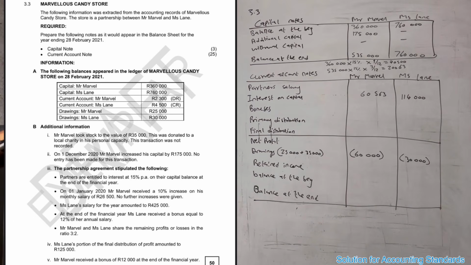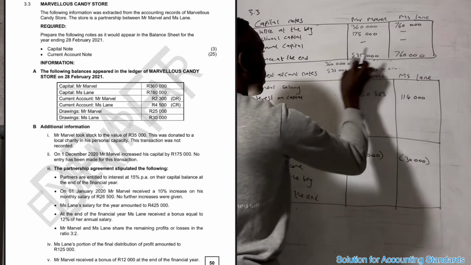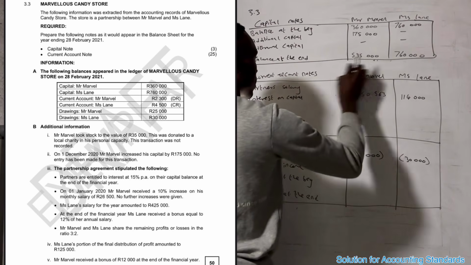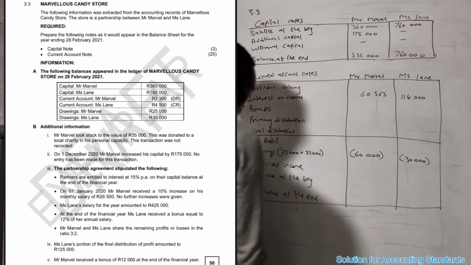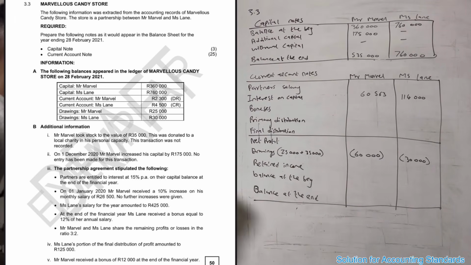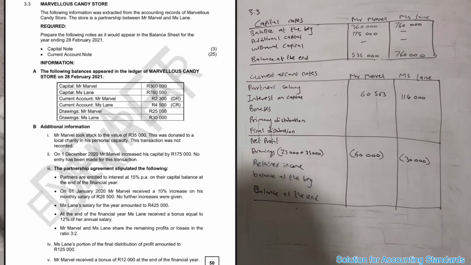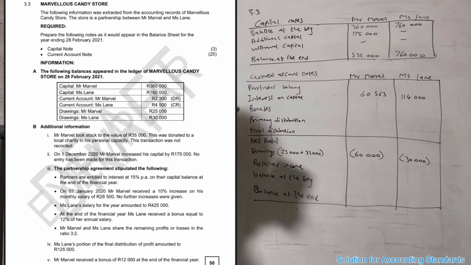On 1 January 2020, Marvel received a 10% increase on his monthly salary of 26,500. No further increases were given. Guys, this increase was made last year, which means that the whole of this year it has increased, because 1 January 2020, our year started 1 March 2020, which means that it's the previous year, not the current year. Okay, let's calculate the increase.